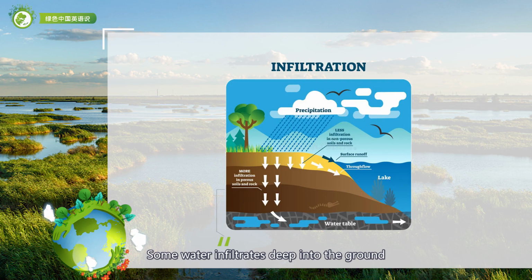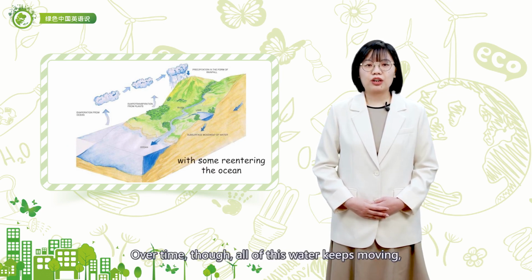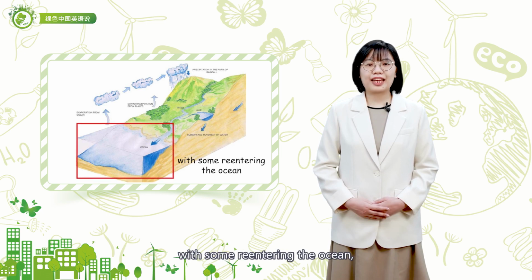Much of it soaks into the ground as infiltration or percolation. Some water infiltrates deep into the ground and replenishes aquifers, which store huge amounts of fresh water for long periods of time. Some infiltration stays close to land surface and can seep back into surface water bodies as groundwater discharge, and some groundwater finds openings in the land surface and emerges as freshwater springs. Also, groundwater can move into plants and evaporate from plants into the atmosphere. Over time, though, all of this water keeps moving, with some re-entering the ocean, where the water cycle begins.